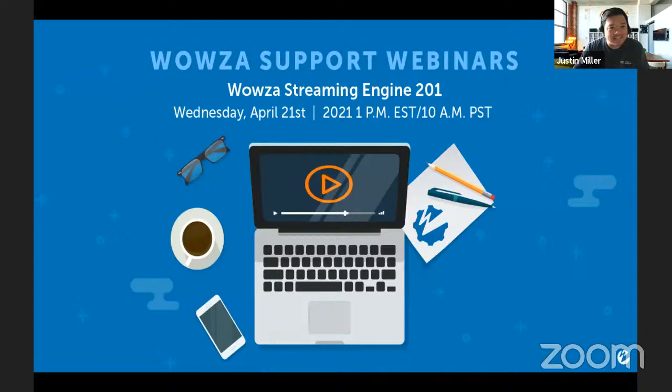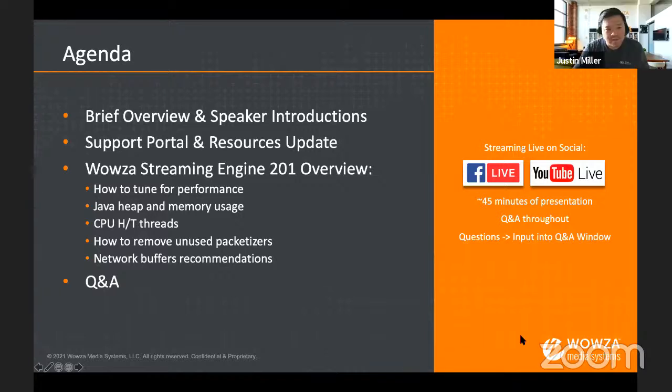That being said, let's take a look at what is on our agenda. Beyond this intro, you're going to be learning how to quickly access Wowza support resources, including the portal for managing cases, our new FAQ guide, and the status page. We're going to go through best practices for creating and managing your Wowza Streaming Engine live streaming application. And some of the common troubleshooting issues that we're going to be focusing on are how to tune for performance, Java heap and memory usage, CPU HT threads, how to remove unused packetizers, and network buffering recommendations.